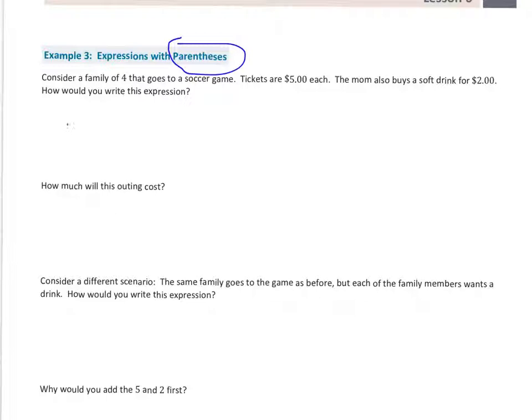Let's see, I could say 4 people times $5 because they're $5 each, and then plus 2 since I only have one of the $2 because they only bought one soda.